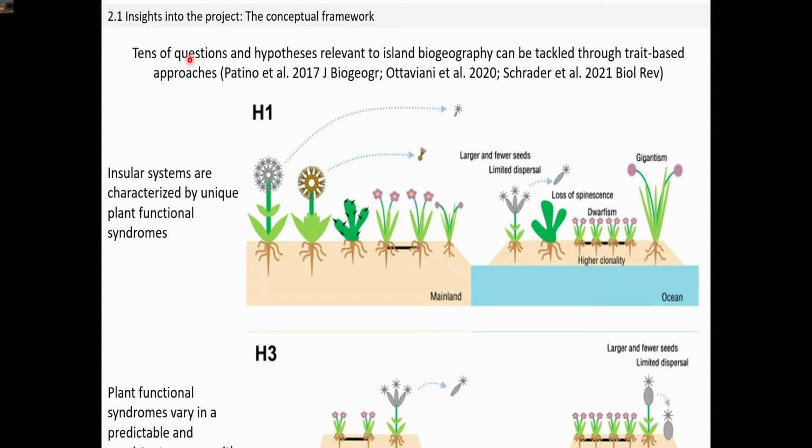Another one could be how plant functional syndromes vary along insularity gradients, namely whether the variation is predictable. Imagining that islands which are, for example, bigger and closer to the mainland should show less distinct features compared to islands which are farther away and smaller. So the distinctiveness of being on an island should be bigger with increasing insularity.